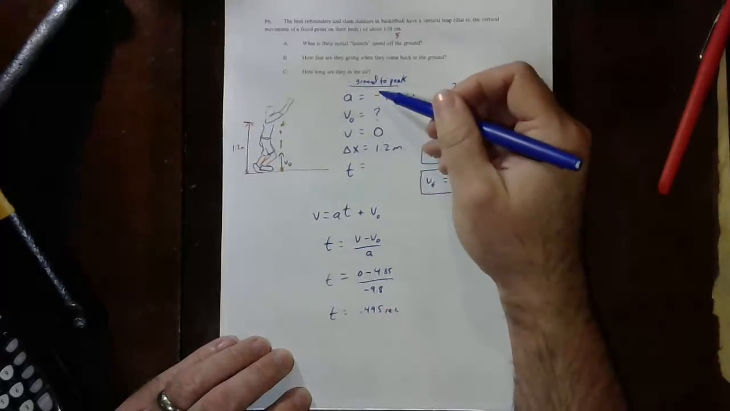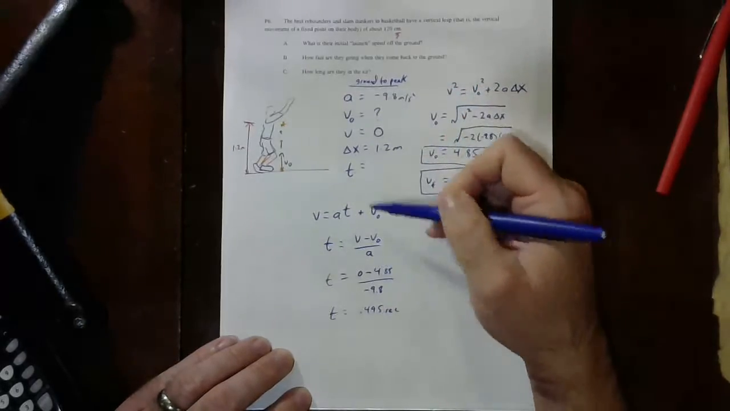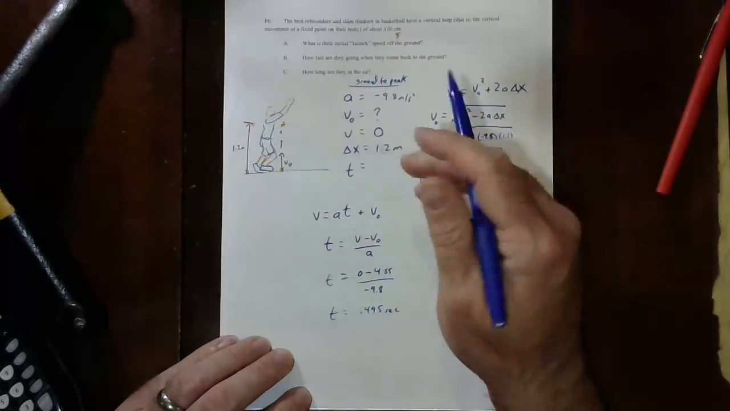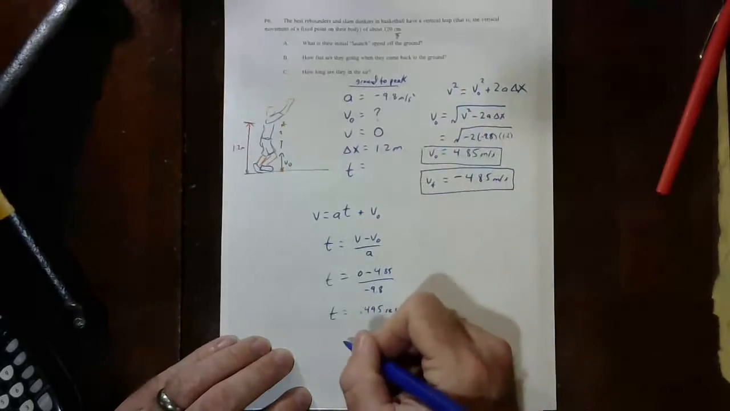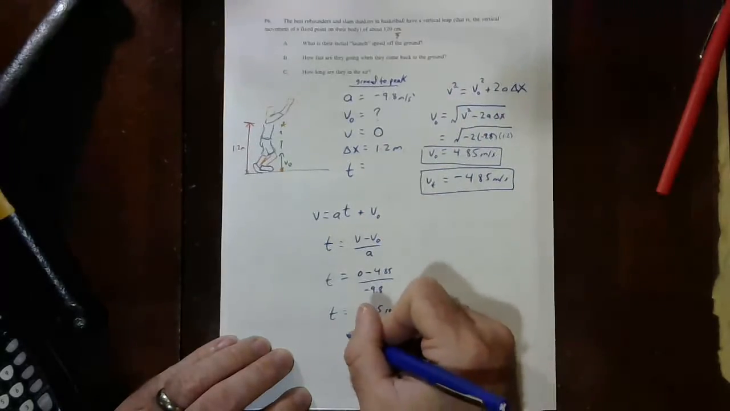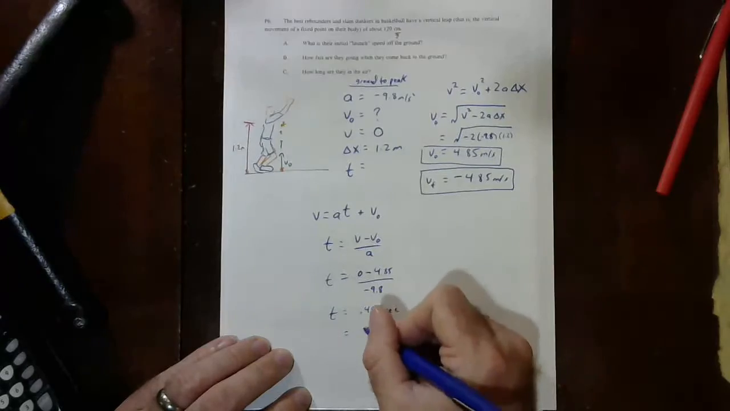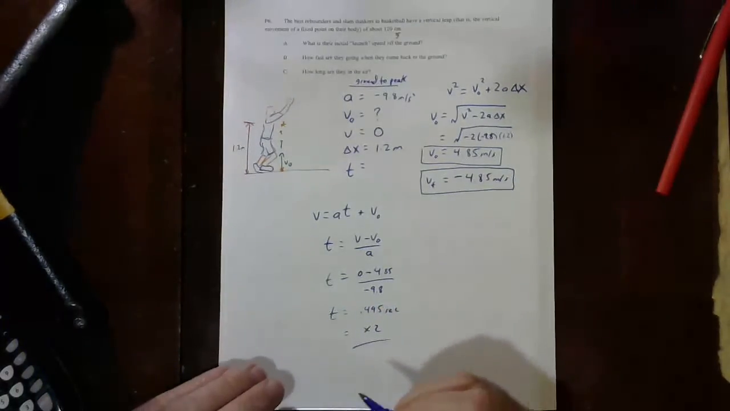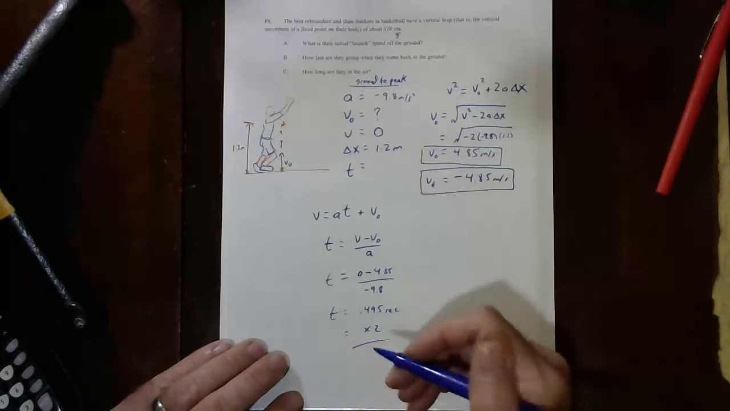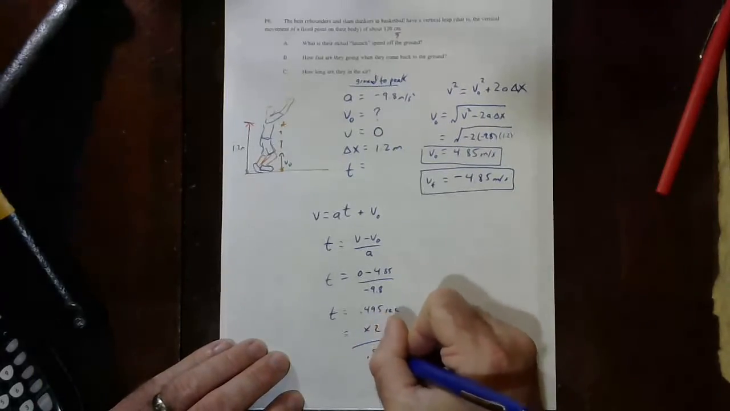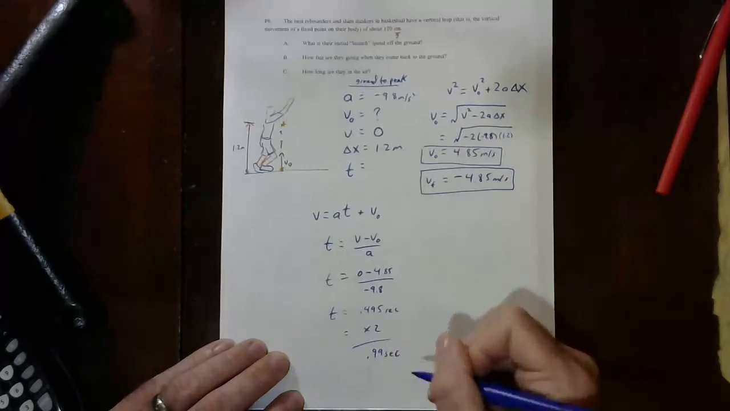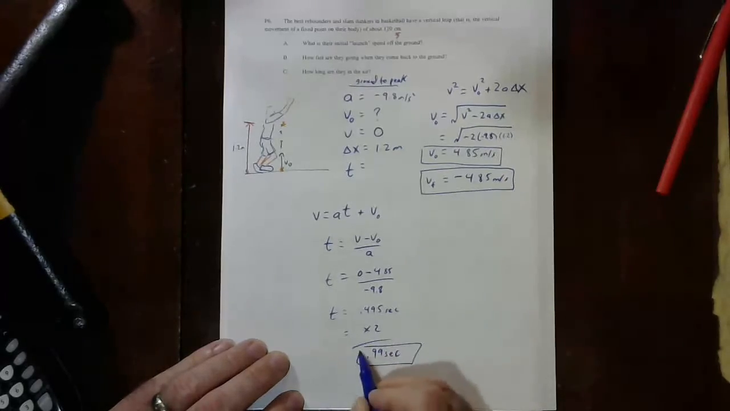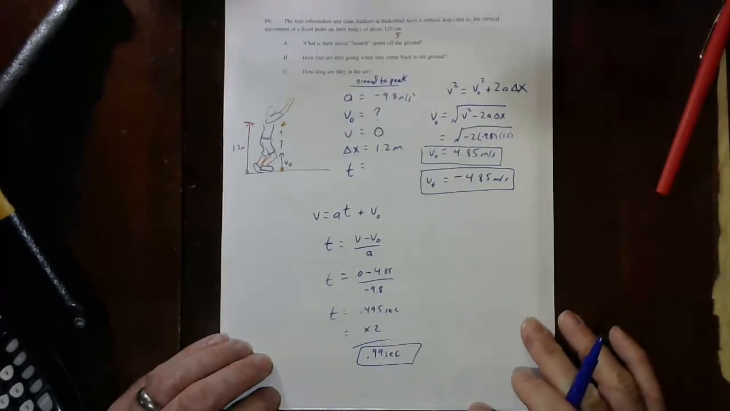But this was me going from ground to peak. I want the total time to go up and then down. The time to the peak is half the total time when I return to the same height. So I can just double this. So I'll punch that in my calculator, I'll double it, and I'll get 0.99 about. Rounds off to 0.99 seconds. So that is the total time in the air. And that is problem 6.